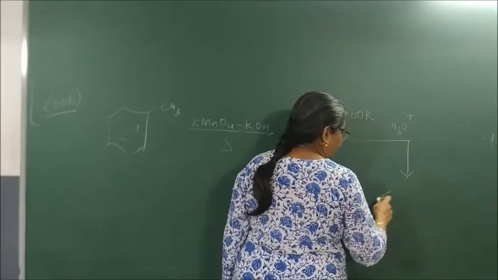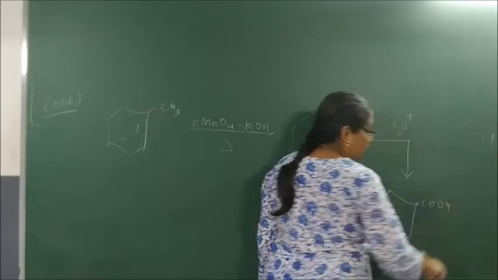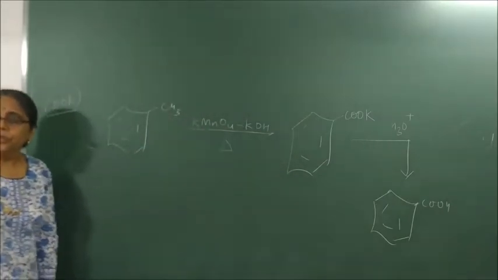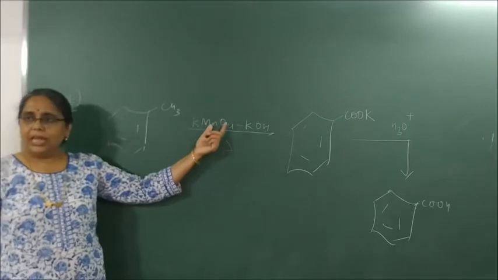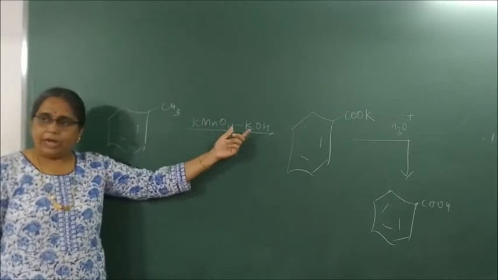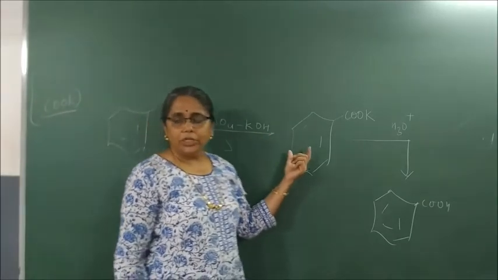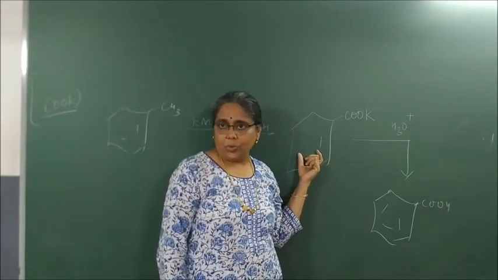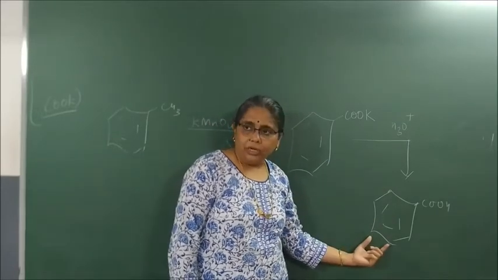It gives what? Benzoic acid. Is the reaction clear? So we are taking an alkyl benzene, oxidizing it with alkaline KMnO4. Most of the time we take it as KMnO4 and KOH and heat it. So you get an intermediate product which is what? Potassium benzoate. This potassium benzoate on acidic hydrolysis gives me what?